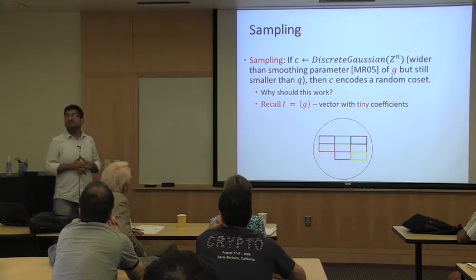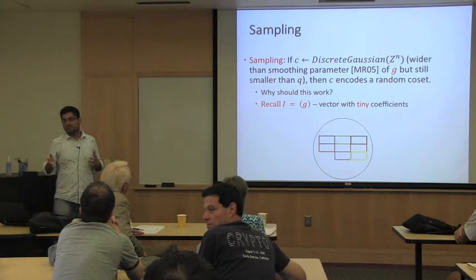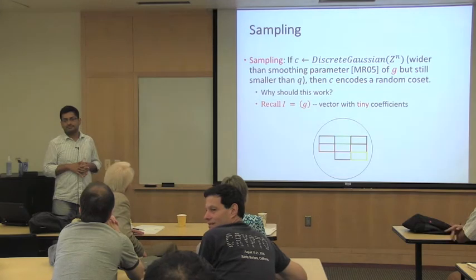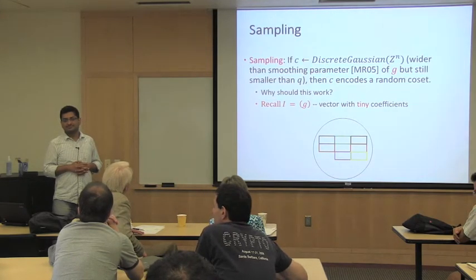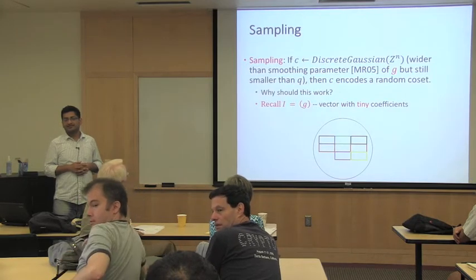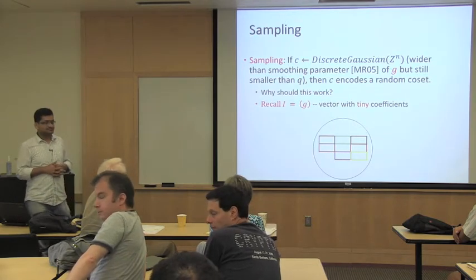But P is not as small as we want. It's still large. It's smaller than Q, but it's large. So why is it called smooth?